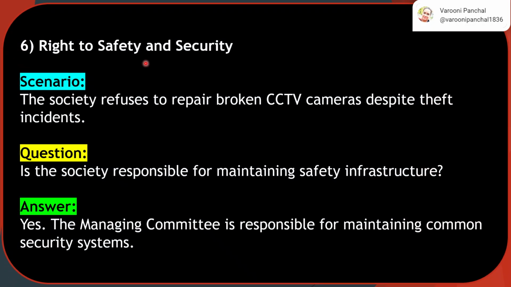Number 6. Right to safety and security. Scenario. The society refuses to repair broken CCTV cameras despite theft incidents. Question. Is the society responsible for maintaining safety infrastructure? Answer. Yes. The managing committee is responsible for maintaining common security systems.